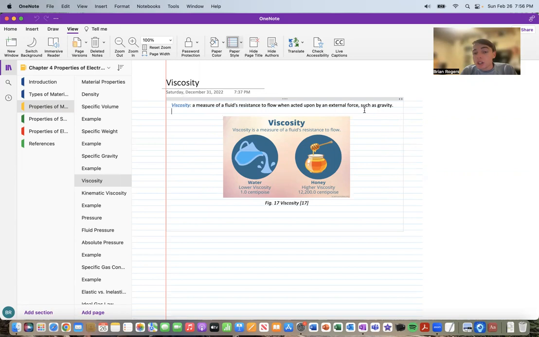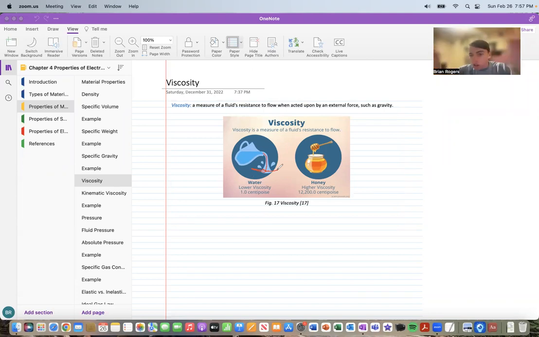It's basically a measure of a fluid's resistance to flow when acted upon by an external force like gravity. Let's look at the examples here. Water, when you pour it down, when it hits something, it just goes all over the place. If you just drop water on the floor, it's just going to go everywhere. And so it has a low viscosity. It doesn't have much that makes it resistant to flow. If you drop a bucket, all the water goes all over the place.